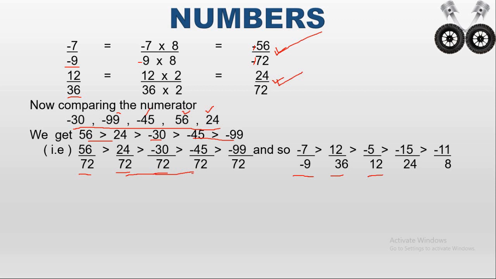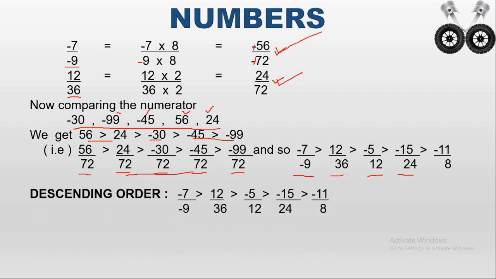The fourth rational number is minus 45 by 72. Instead of that, I can write minus 15 by 24. And then the last rational number is minus 99 by 72. Instead of that, I can write it as minus 11 by 8.